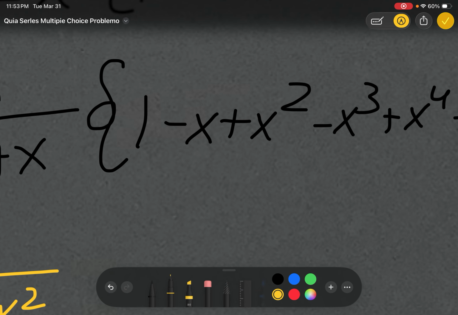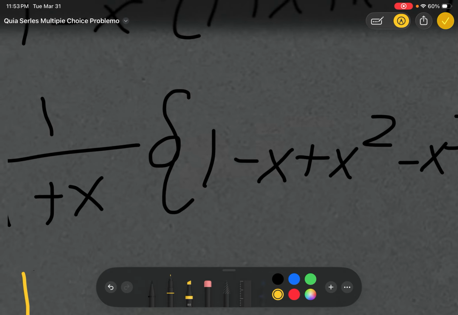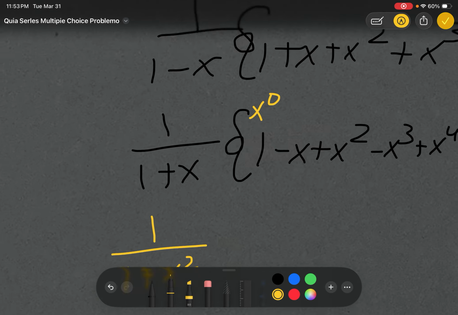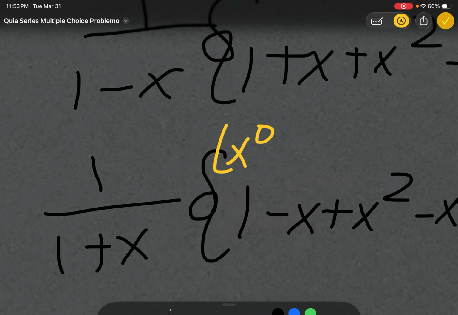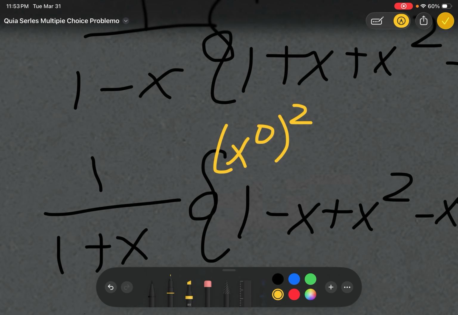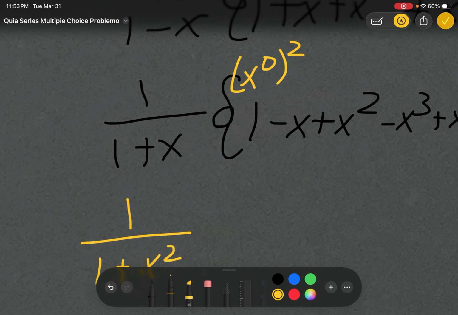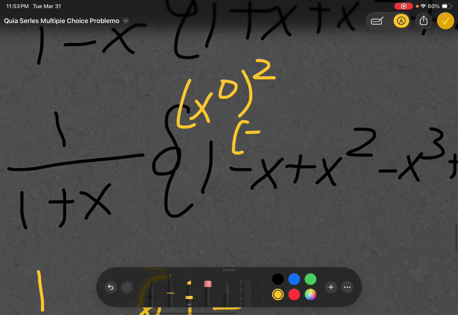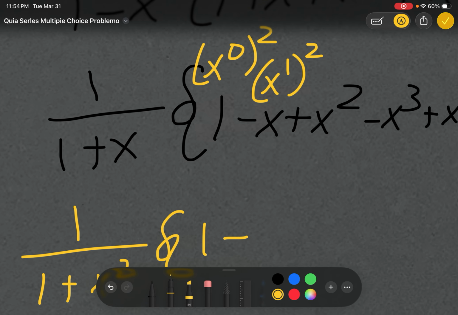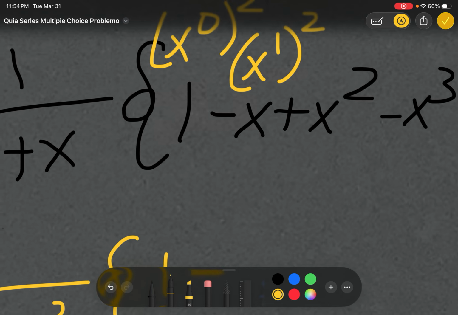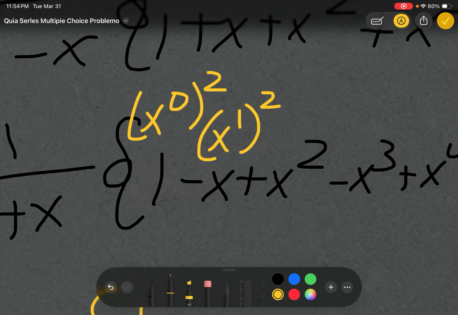and reassemble these series backwards. So let's say that 1 is just x to the 0, and since we're squaring it, all we need to do is just square it. So x to the 0 squared is just going to be x to the 0, which is just 1. So we're going to leave that alone, minus x to the 1 squared, which is going to be, wait, oh, it's going to be x squared.